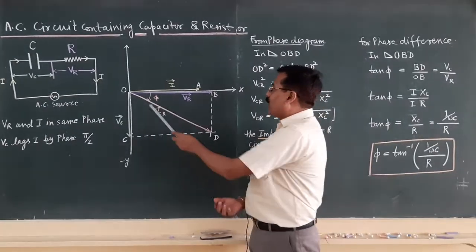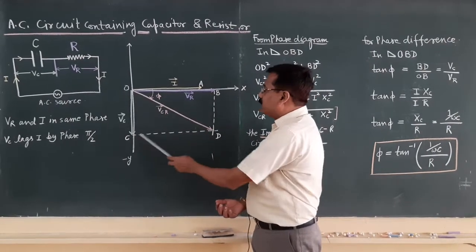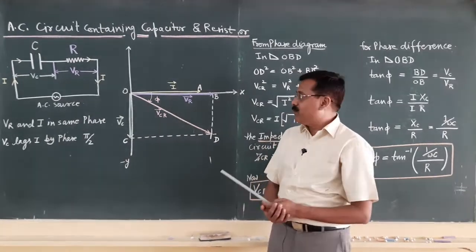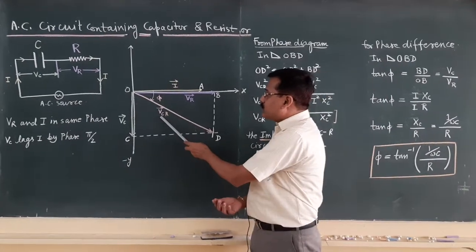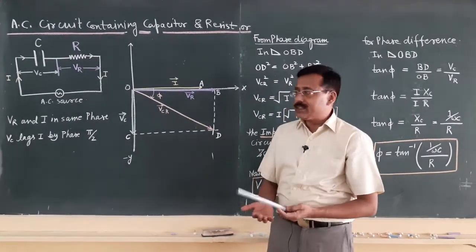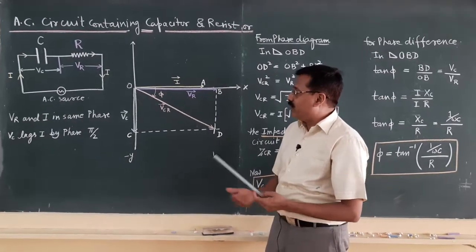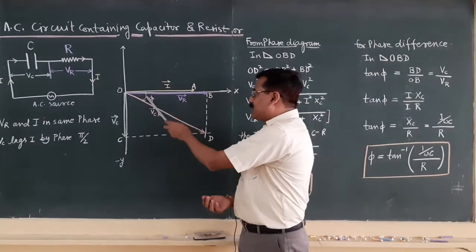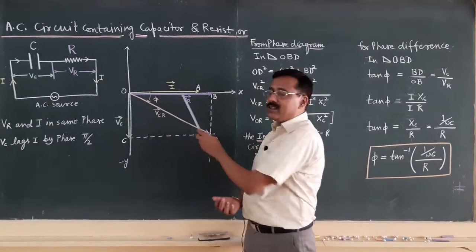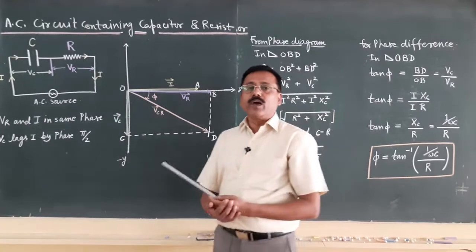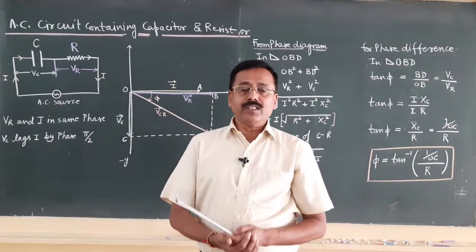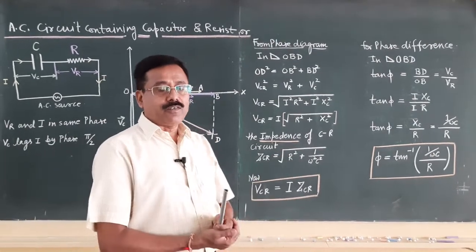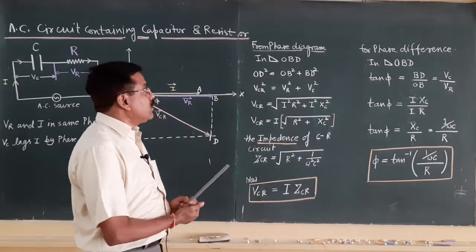In the parallelogram OBDC, the diagonal OD will represent the effective potential drop across the capacitor and resistor, and we find very clearly that this net potential drop always lags behind current by phi. Now mathematically we will find the effective resistance, that is the impedance of the CR circuit, and the phase difference with the help of this phase diagram.